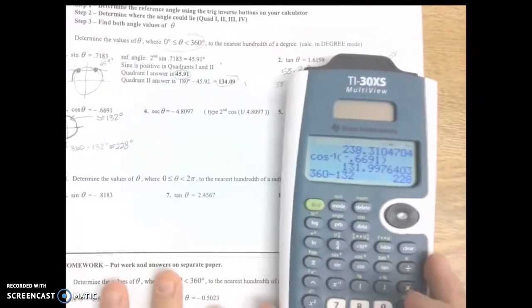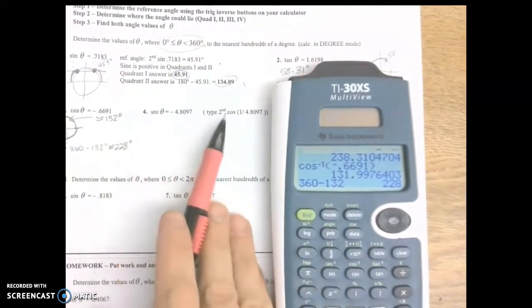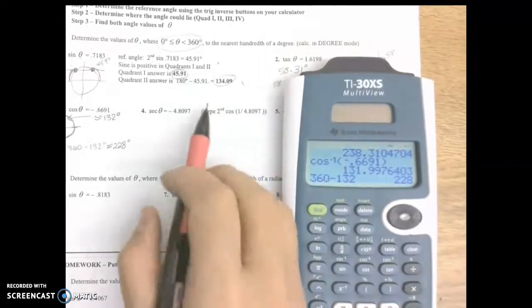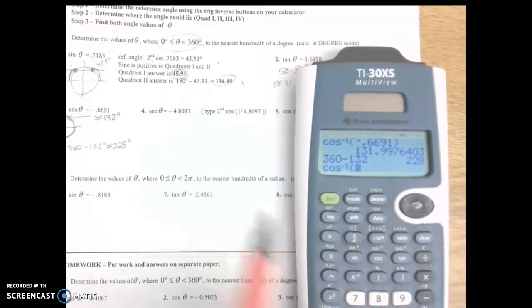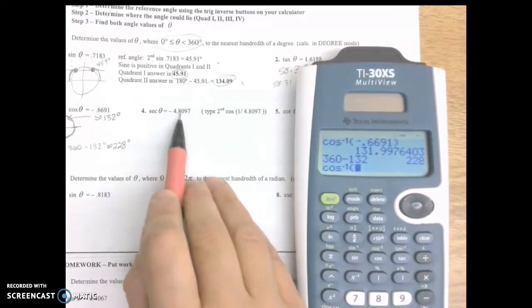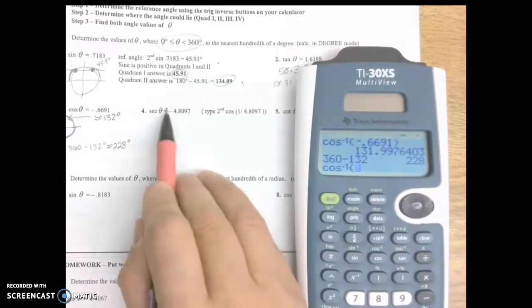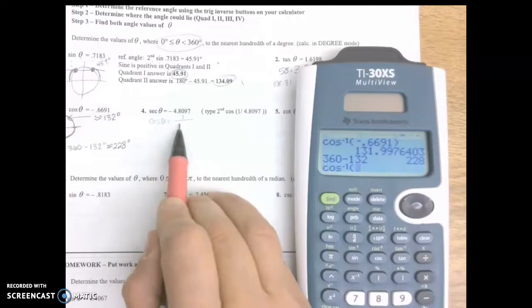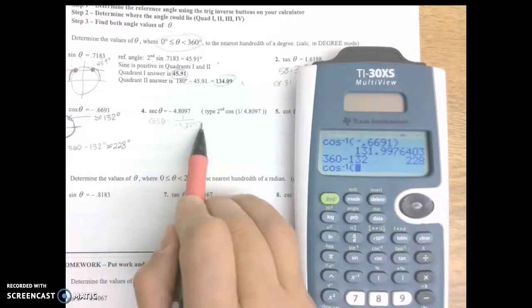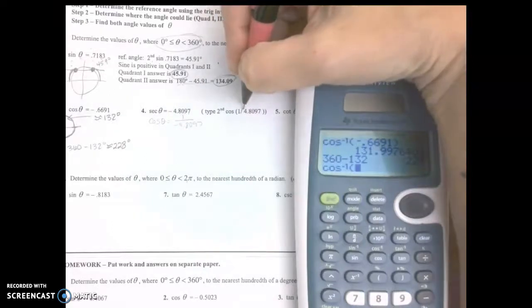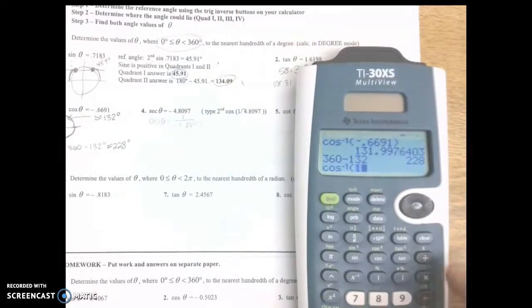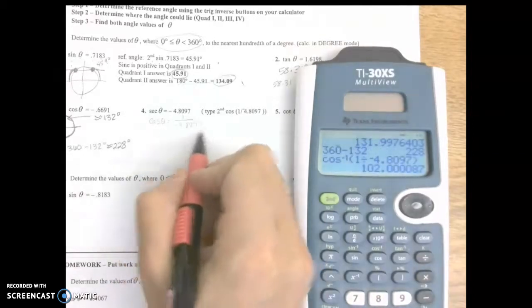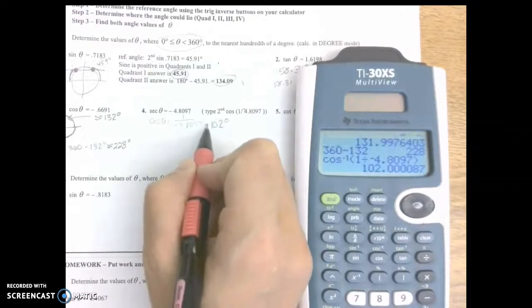All right, with secant, remember, it is the reciprocal of cosine. So in my calculator, I can actually type inverse cosine, but instead of doing negative 0.48097, I'm going to put this over 1. So I'm going to have cosine of theta is equal to 1 over negative 4.8097. So right here in these instructions, they forgot the negative sign. 1 divided by negative 4.8097. Okay, that gives me 102 degrees approximately.